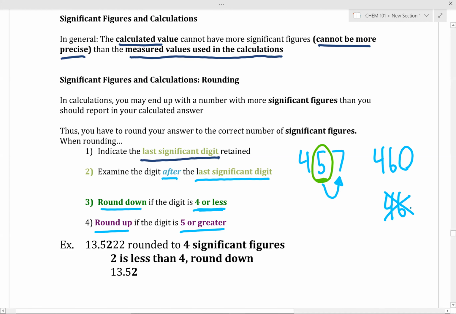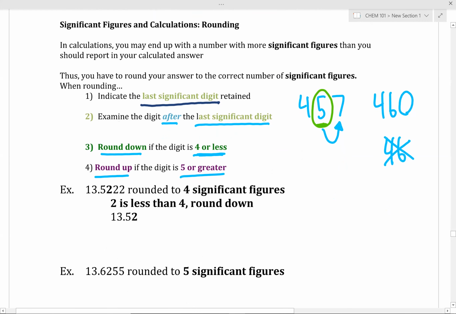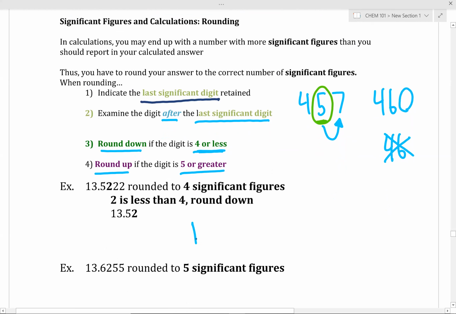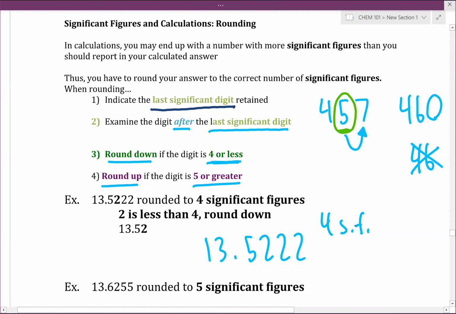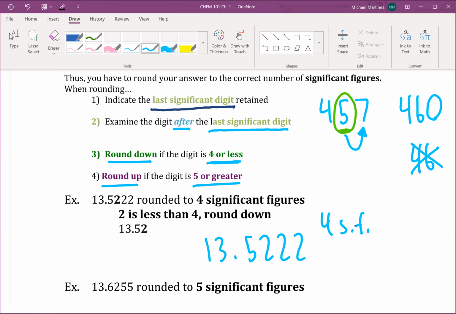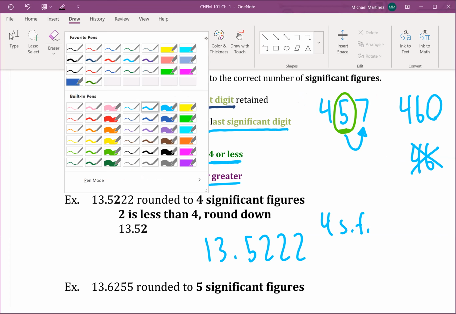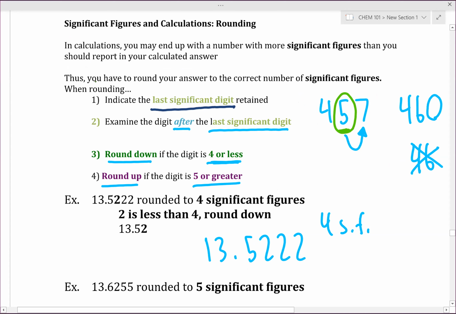So let's look at a few examples now. If we're dealing with 13.5222 and we want to round this to 4 significant figures, keeping that in mind, where is our 4th significant figure? The 2. Yep, the 2 immediately after the 5.